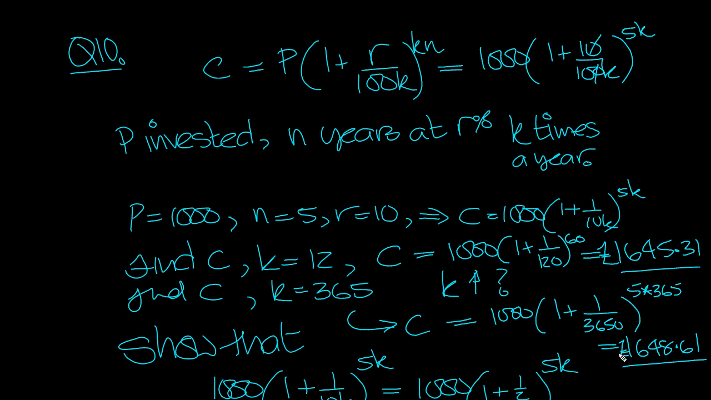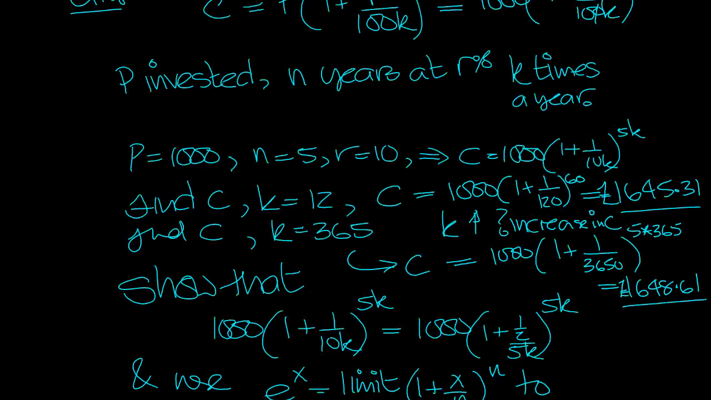So then the question asks, what is happening when k gets larger? Well, we can see it increases, can't we? The value is increasing. So when k gets larger, increasing in our value C. For that one.